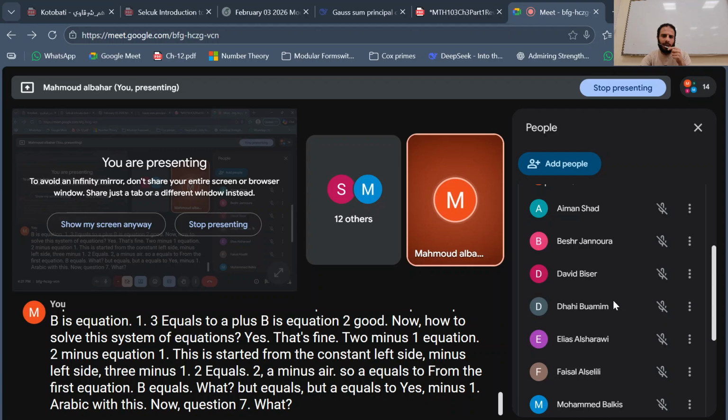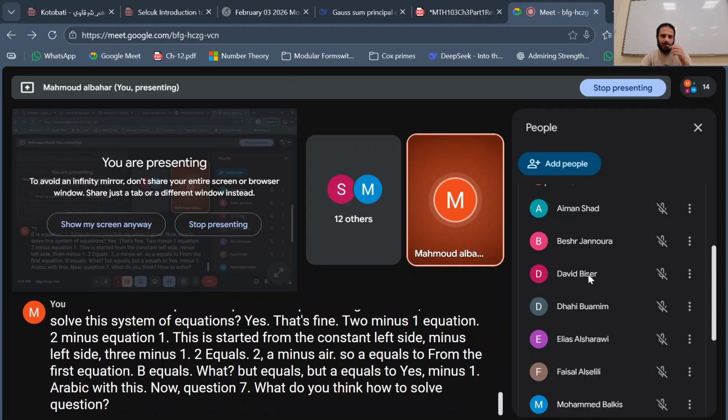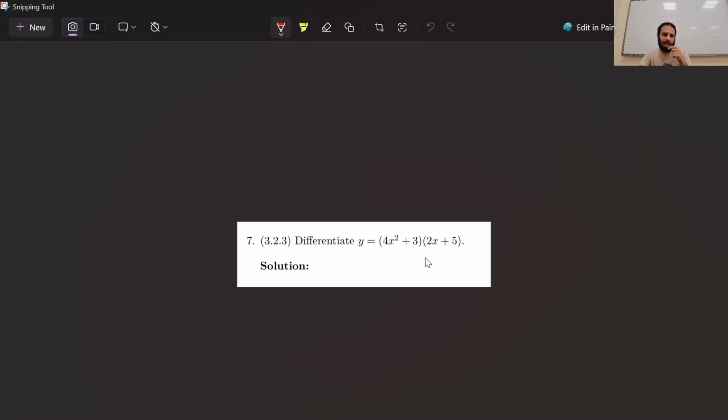What do you think? How to solve question 7? I will show it to you now. Yes, product rule, right? Or you can expand it. But since the idea is about the product rule, we need to solve by the product rule. But later you decide what you like more.